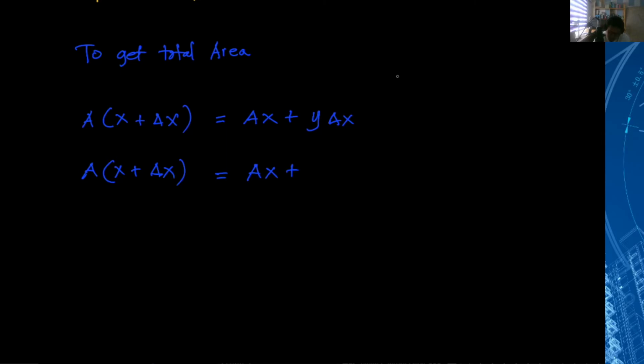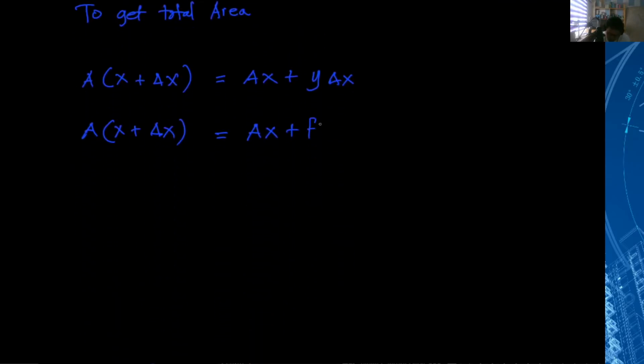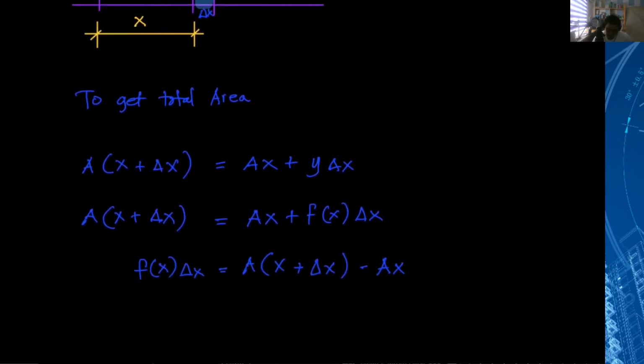So I will write this as A of x plus delta x equals A of x plus, what is y? y is a function of x, right? So f of x delta x. Okay, so rearranging this, I can have f of x delta x equals A of x plus delta x minus A of x. So we have now this equation.